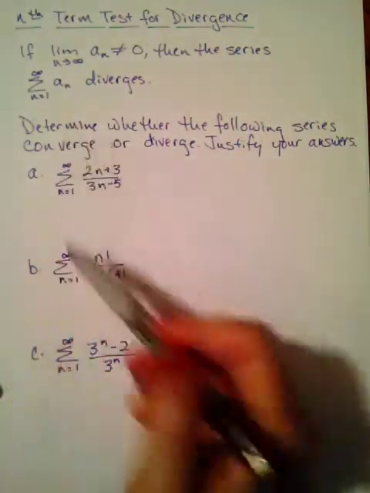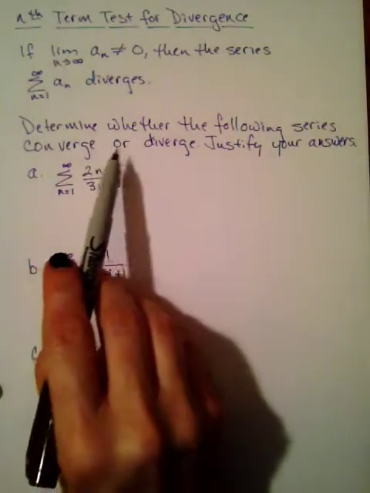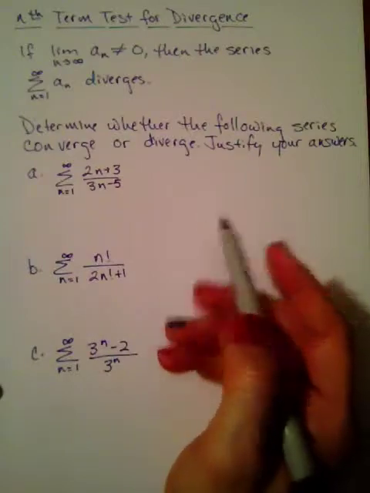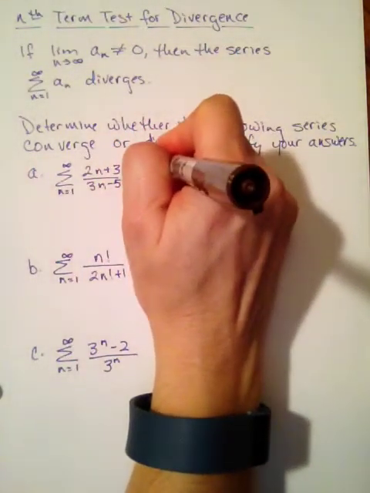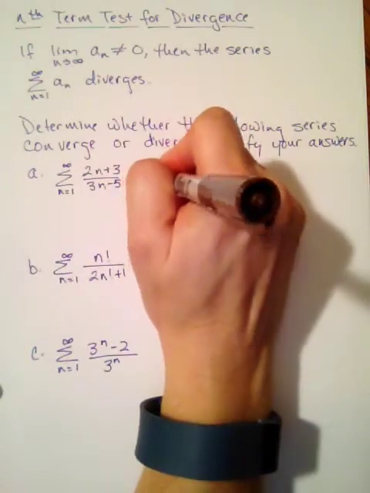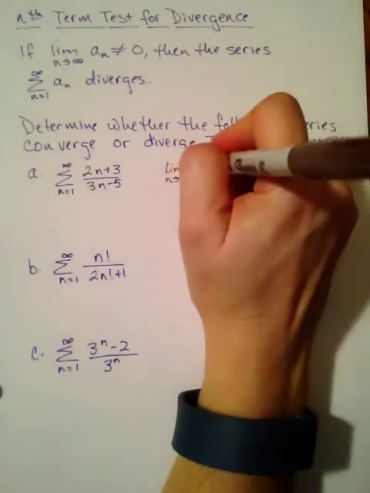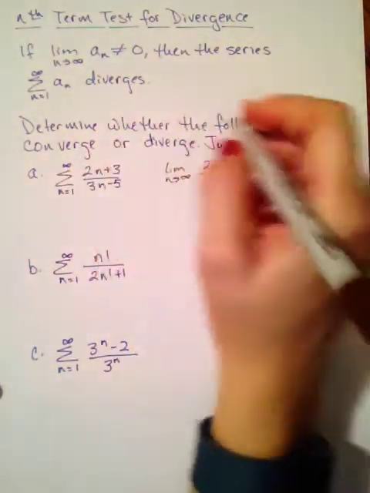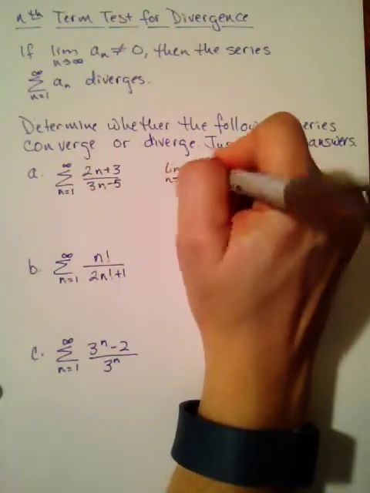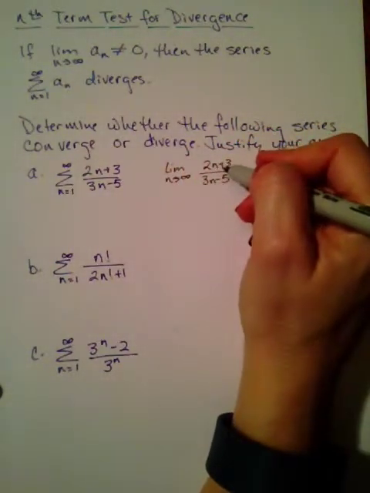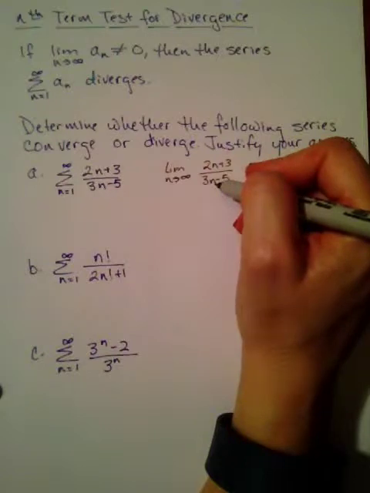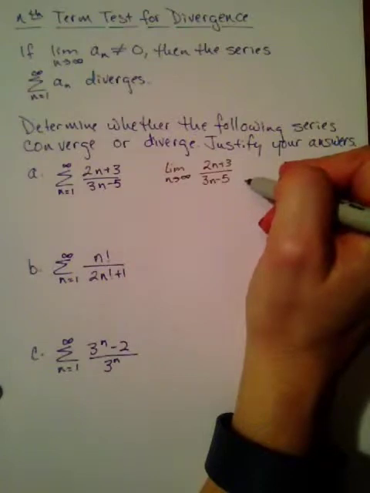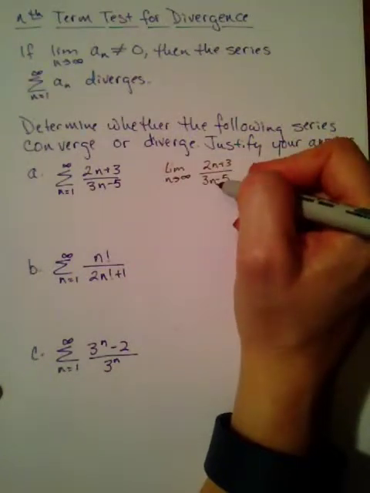So for our first examples with this, it says determine whether the following series converge or diverge, justify your answers. So what I would do is actually just take the limit, and it's one of the first things you look for, because you should be fairly good at taking limits like this. So I'm looking at my a sub n, and I'm taking the limit as n approaches infinity. 2 times infinity plus 3 is infinity. 3 times infinity minus 5 is infinity. So I have infinity over infinity. It's an indeterminate form. I can use L'Hopital's rule, the derivative over the derivative.